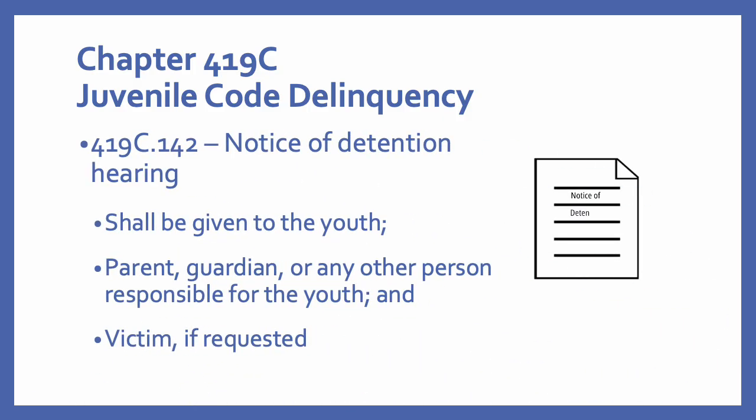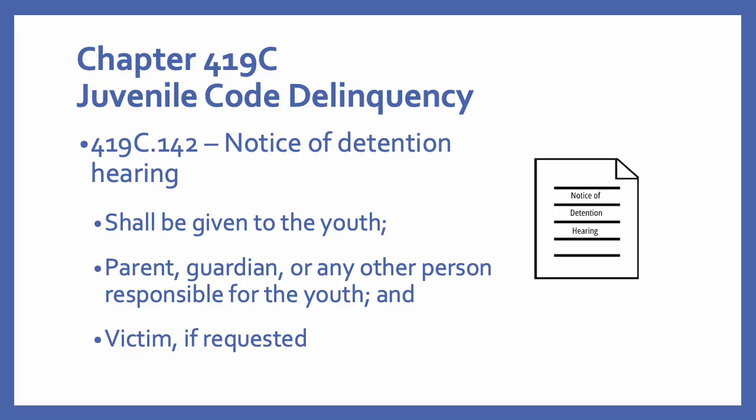419C.142 Notice of Detention Hearings. Once a youth is in custody, a notice of a detention hearing shall be given to the youth, the parent or guardian, or any other person responsible for the youth, and the victim, if requested. This section also outlines that the notice given to the youth, the parents, and the victim shall state the date, the time, the place, and purpose of the hearing.